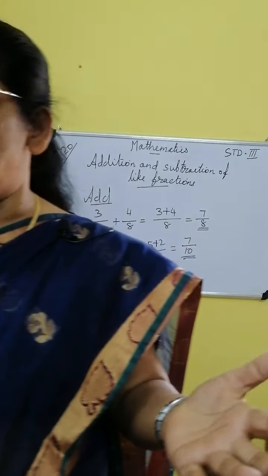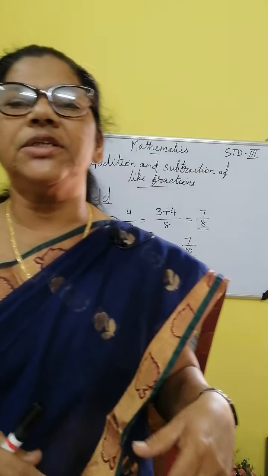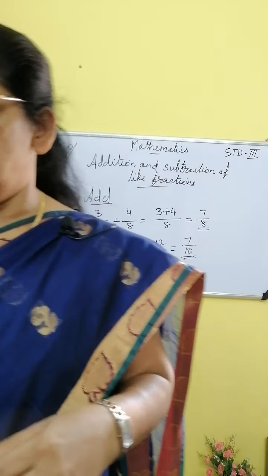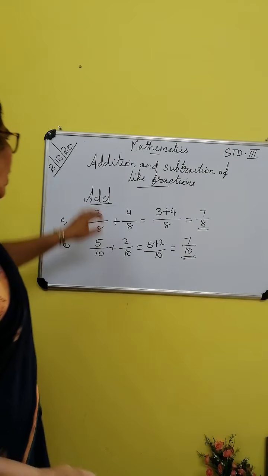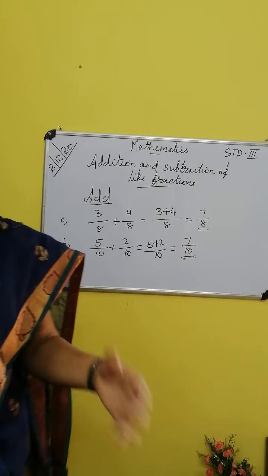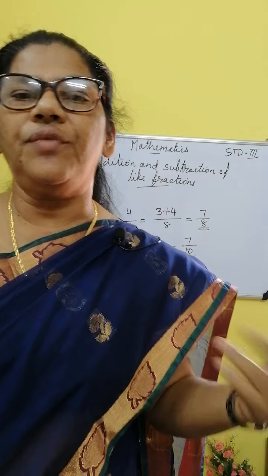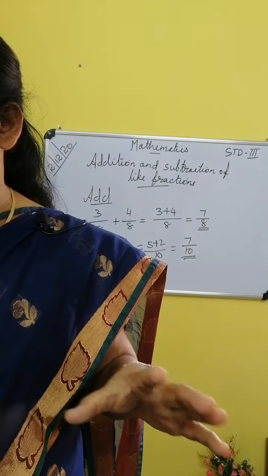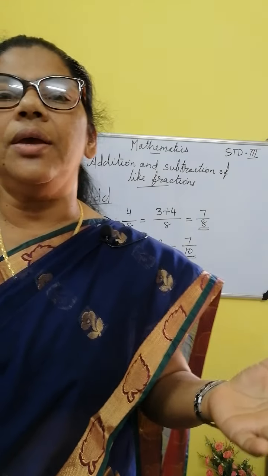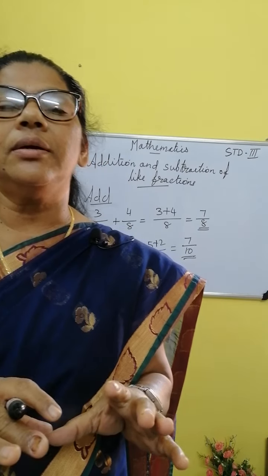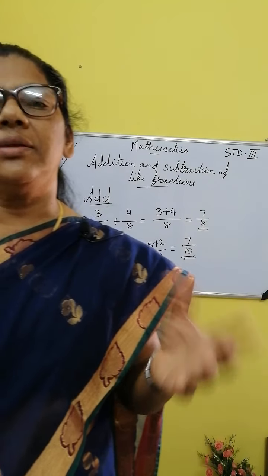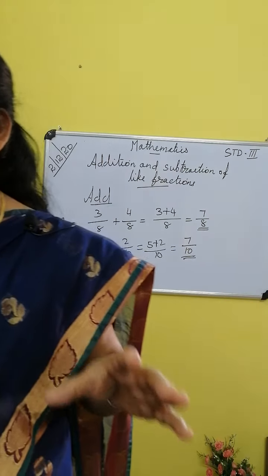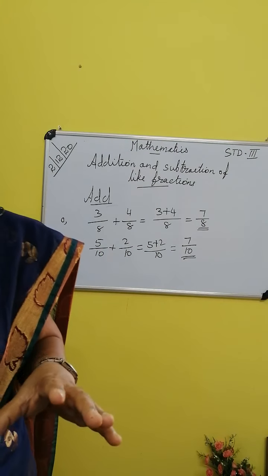Already we have finished two classes of chapter 7, fractions. Now we can discuss the addition and subtraction of like fractions. Okay, now listen. Do you know how to do addition and subtraction of like fractions? In like fractions, the denominators are the same. We add the numerators or subtract the numerators and write the answer over the denominator.